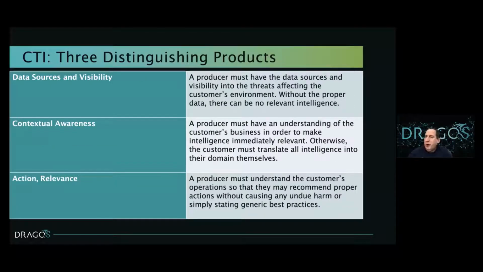Three distinguishing products: data sources, visibility, contextual awareness, action, and relevance. Producer must have data sources and visibility into the threats affecting the customer's environment. Without that data, there can be no relevant intelligence. Organizations that don't have large data stores can struggle with this. Actually, if they don't have visibility on the threats, it's kind of hard to know.